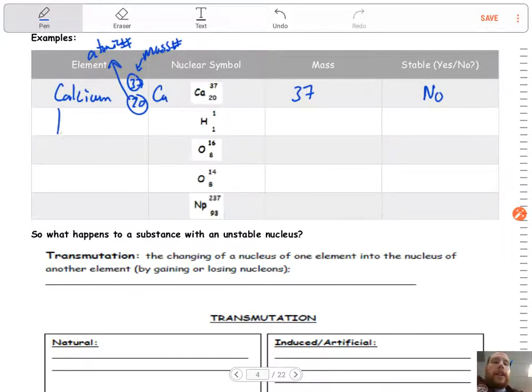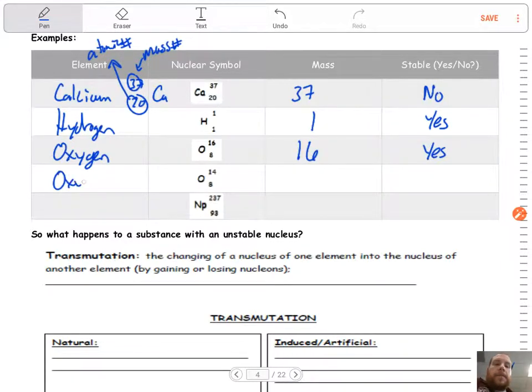So, next one, hydrogen. Its mass is 1. Is that stable? Yes, it is, because when we look at the periodic table, it's got 1.00794 for a mass, so that's essentially 1. Next one, oxygen. Its mass in this case, this isotope, is 16 from the symbol that we're given. Is that stable? Yes, it is, because oxygen's most common mass is 16.